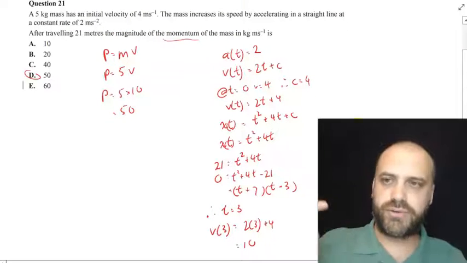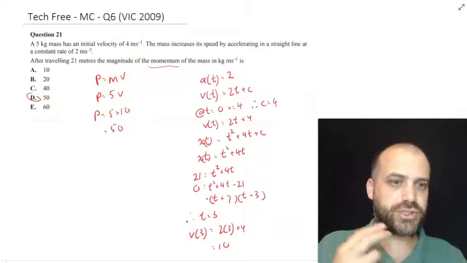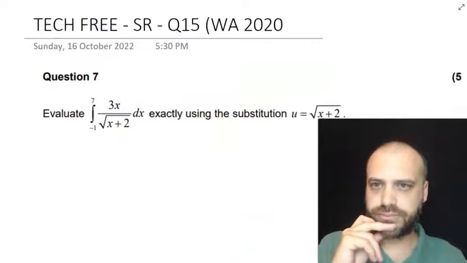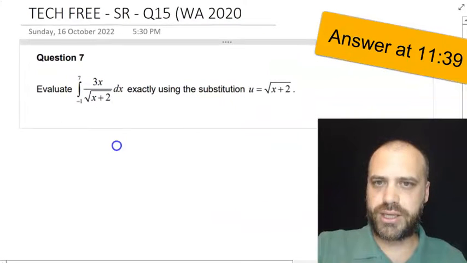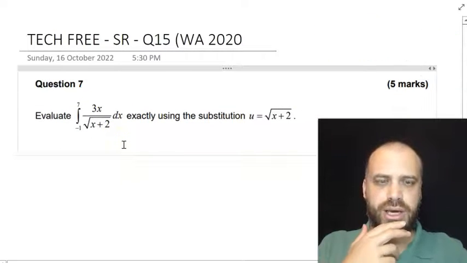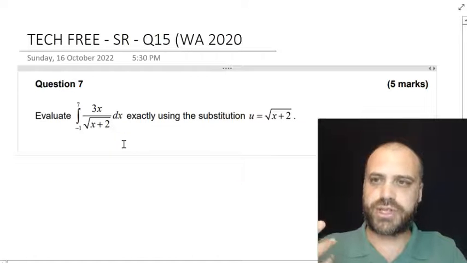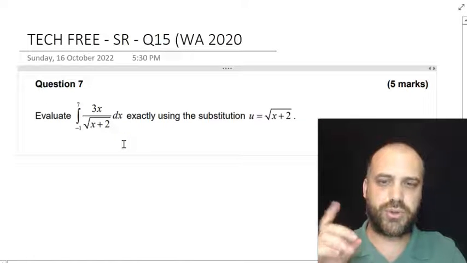All right, it's time to move away from these multiple choice questions and move on to some short response questions. Here we go. This one's from WA in 2020. Have a try, see how you go. 5 marks, so give yourself about 7.5 minutes. All right, I'm going to solve it in 3, 2, 1, let's go.